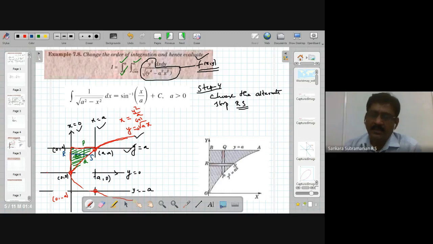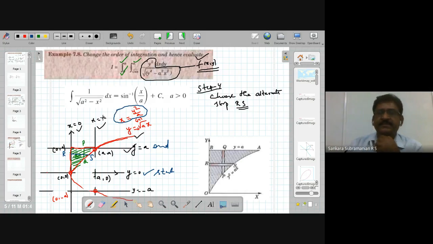Because where we started, the place where the strip RS starts is y equal to 0. This is the start. Where does it end? y equal to a. This is the end. Where does R touch? x is equal to 0. Where does S touch? x is equal to y square by a. That's all. Choose the alternate strip.